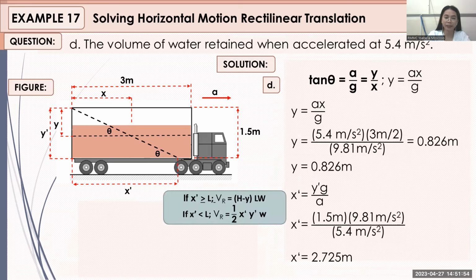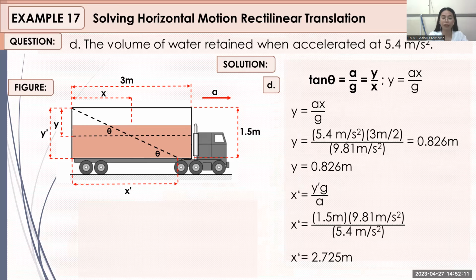And that is your x. Ano ba yung sabi natin dito? If your x prime is lesser than your L, therefore your volume retained is 1/2 of x prime y prime times the width. Paano nangyari yun, ma'am? Paki-explain, ma'am, kung ano yung figure namin.